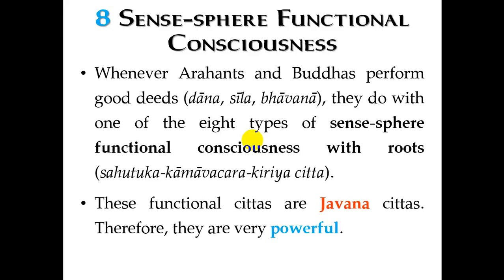These functional cetanas are javana cetanas, javanas. Therefore, they are very powerful. We must understand this line, the last line is very important. Normally, people think that Arahants do not have desire, right? It's not so. Arahants do not have craving. That's correct. If we use the word tanha or craving, that's correct. But Arahants also have desire. Desire means chanda, in Pali, right? Chanda.